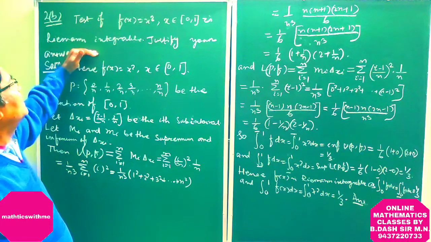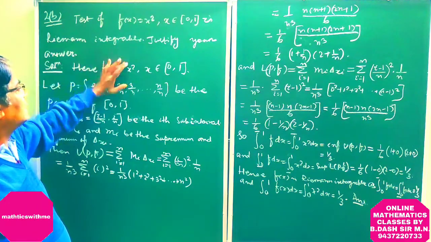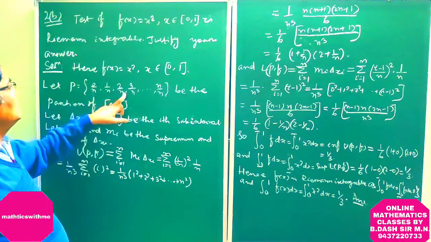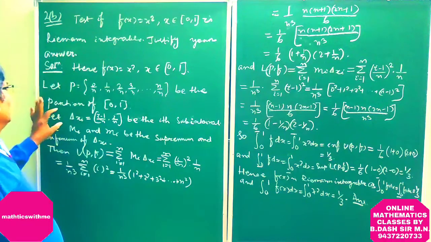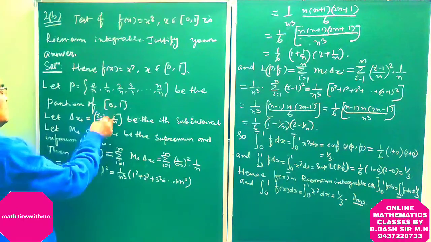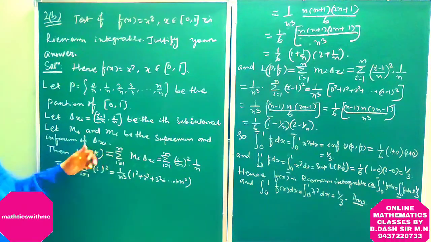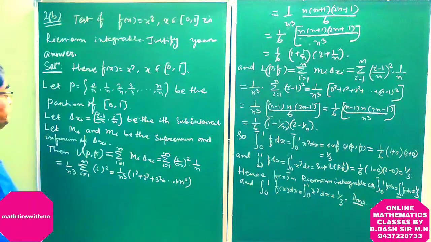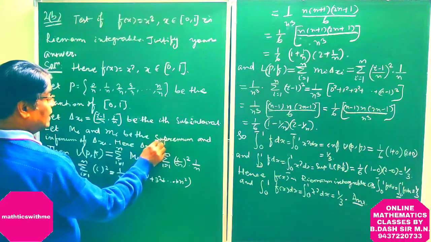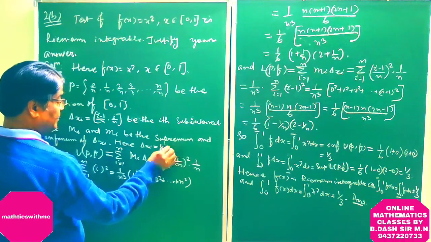Here we have to test whether f of x is equal to x square, x belongs to [0, 1], is Riemann integrable or not. f(x) is equal to x square. Let us take the partition P in this form: 0 by n, 1 by n, 2 by n, 3 by n, up to n by n. Here delta xi is the ith subinterval, which is [(i minus 1) by n, i by n]. Capital Mi and small mi are the supremum and infimum on delta xi. Here the length of each interval is equal to 1 by n.